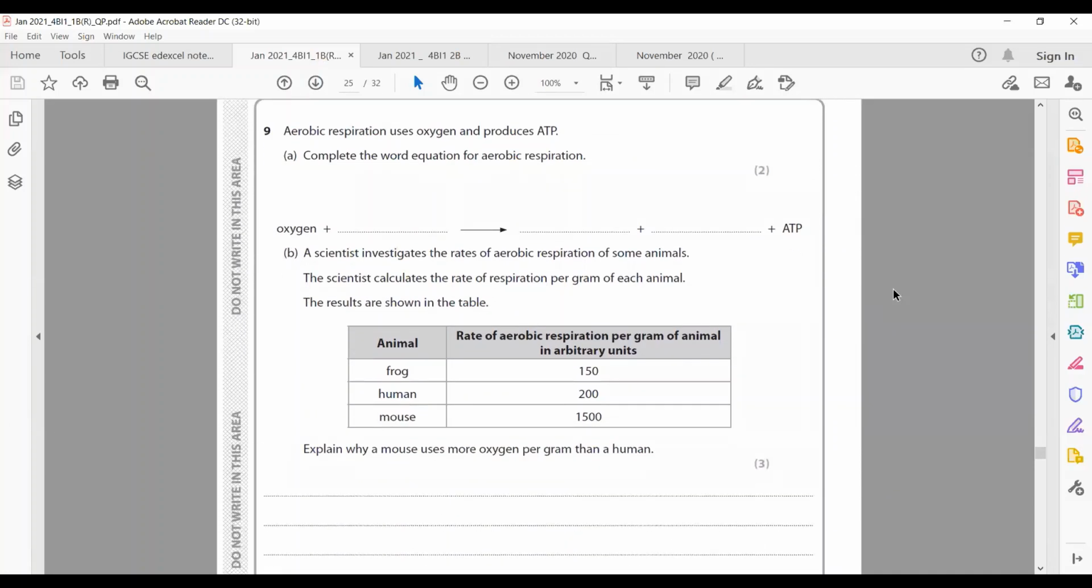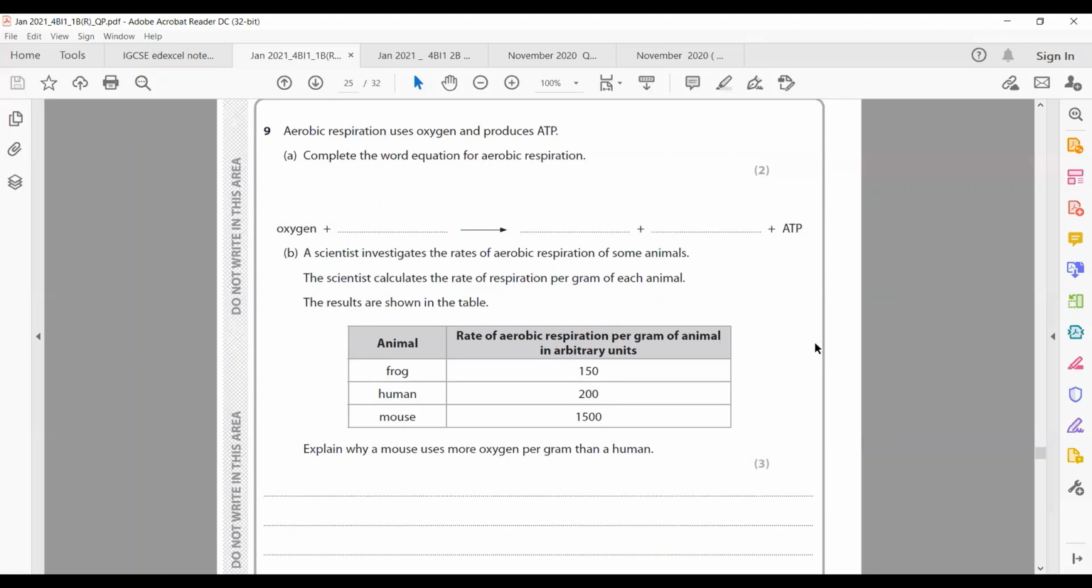يلا. أخيرا respiration. Yes. Number 9. Aerobic respiration uses oxygen and produces ATP. Complete the word equation for aerobic respiration. هتبقى oxygen plus glucose يديني carbon dioxide plus water plus ATP. برافو. وطبعا كله in words. اوعى حد هنا يكتب CO2. لا، بيقول لي word equation. طيب. Thank you, Dimas.